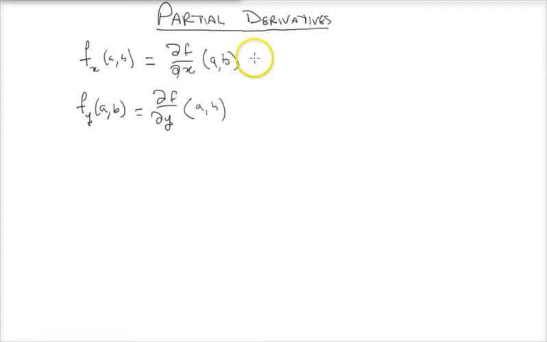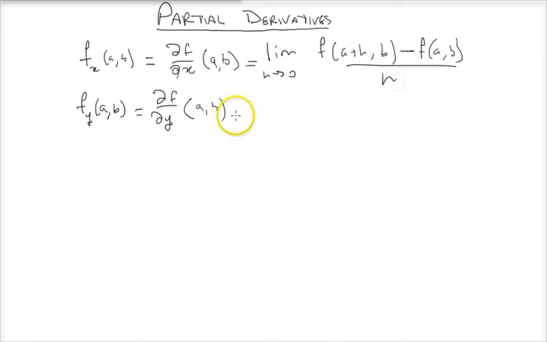And we can write this out with our limit notation as the limit as h approaches 0 of the function f of a plus h, b, so this is a function with two independent variables, so it's a function in three dimensions, minus the function of a and b, over h. And then with respect to y, the partial derivative in limit notation is the limit as h approaches 0 of f of a, b plus h minus f of a, b over h.